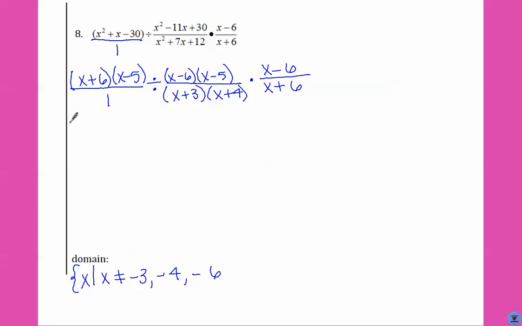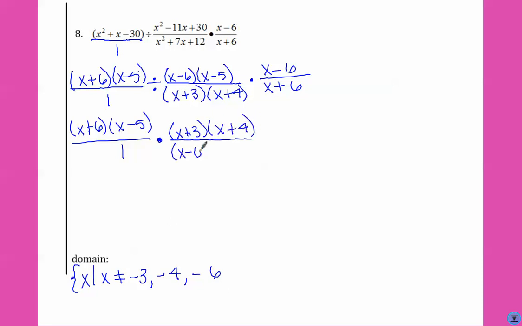So we're going to keep our first fraction the same. We're going to switch to multiplication. We're going to flip this fraction. Because this one's being multiplied, it'll stay multiplication, and it will stay right side up. If we needed to flip the second fraction, there would have been parentheses here at the beginning saying we're dividing by this whole thing.